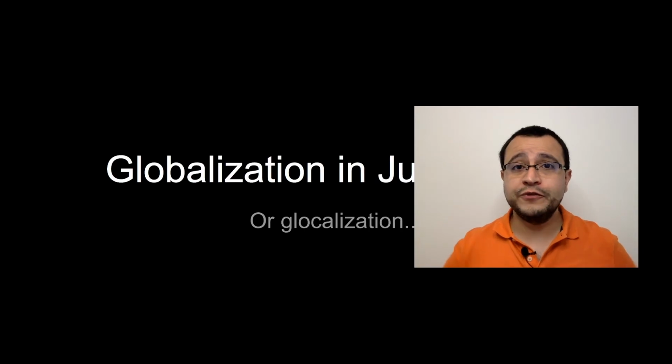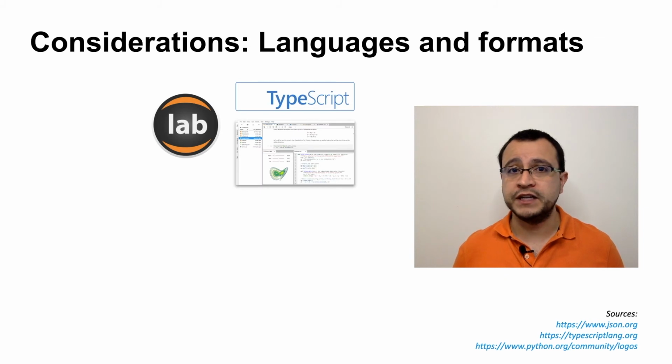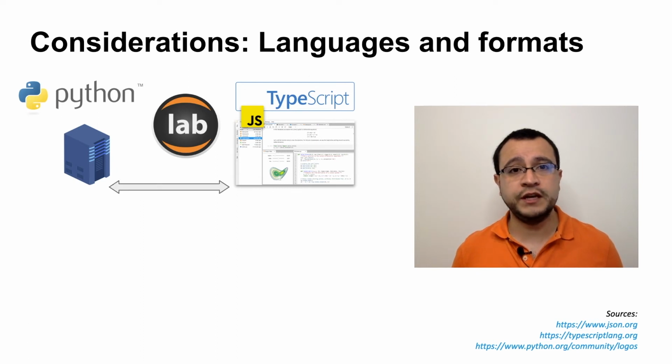With the background out of the way, it is time we focus on some of the considerations that went into selecting the tooling for globalization in JupyterLab. As mentioned before, the frontend of Jupyter is written in TypeScript, which gets compiled to vanilla JavaScript. On the other side, the server is based on Python and uses Tornado. These two components communicate via JSON.